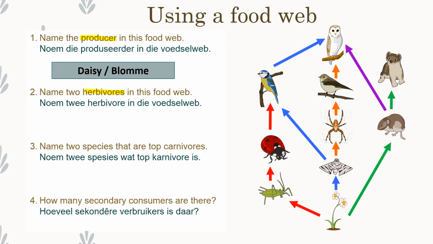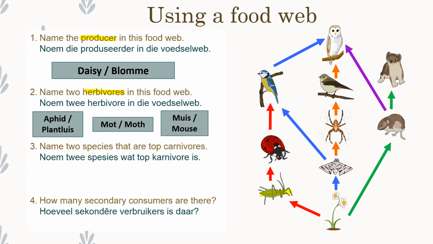So according to this diagram, which organism exclusively eats plants? You could have mentioned this little aphid. You could have mentioned that moth or the mouse. Then two species that are top carnivores, that would be the owl and this stoat, which looks like a cute little dog. But anyways, number 4, how many secondary consumers are there?